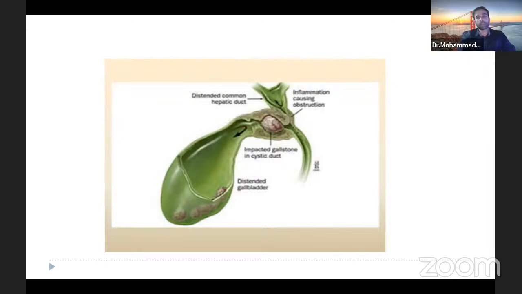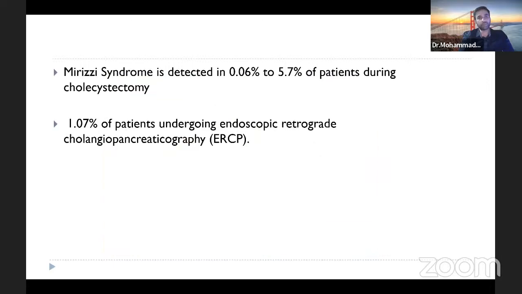This is the stone impacted in the cystic duct, and it causes compression of the CHD or CBD. They usually cause inflammation and obstruction. It is detected in 0.06% to 5.7% of patients undergoing cholecystectomy, and in 1% of the patients undergoing ERCP.